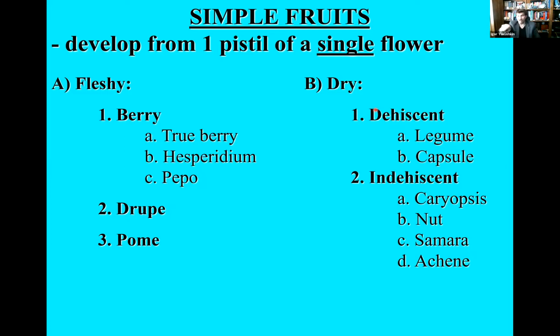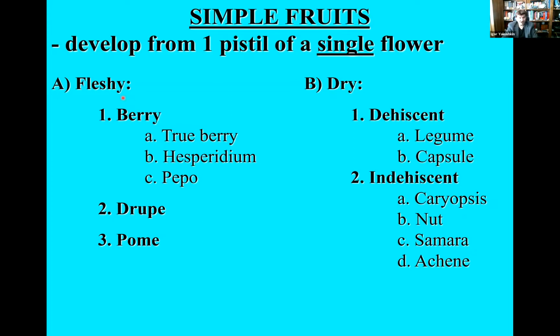Indehiscent, on the other hand, will stay as the fruit without releasing the seed, meaning, let's say, an acorn, right? Whenever it falls, it will not open up to release the acorn itself. It will stay as the shell inside. And that would be indehiscent. This is what you will need to know about the dry fruits and be able to identify.